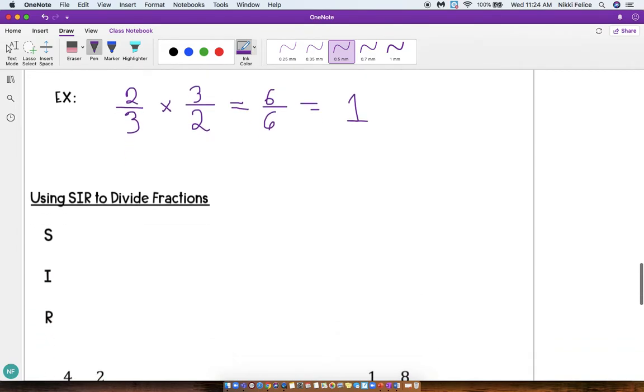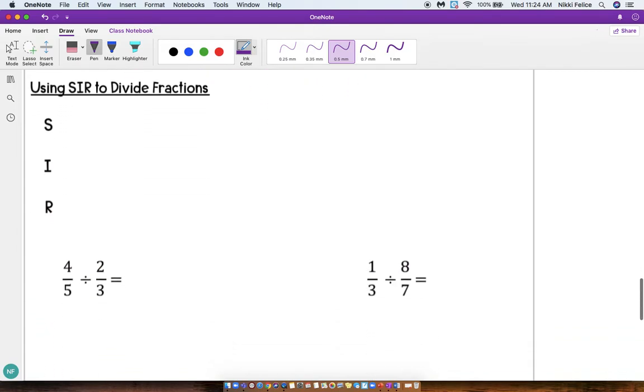Okay, so how do we divide fractions without modeling? We use SIR. What does SIR stand for? It stands for same, inverse, and finally the R word, you guessed it, is reciprocal. So instead of modeling, you can also multiply by the reciprocal.